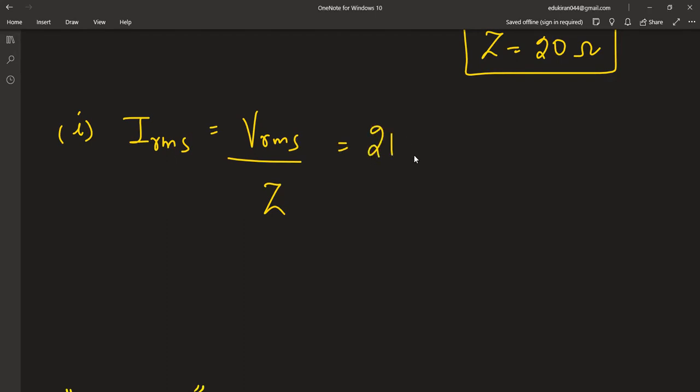So VRMS is already given as 200 volt and impedance is 20. So net current is 10 amperes.